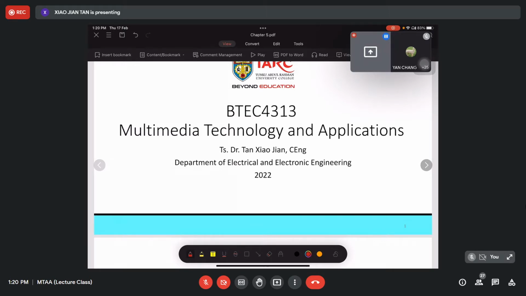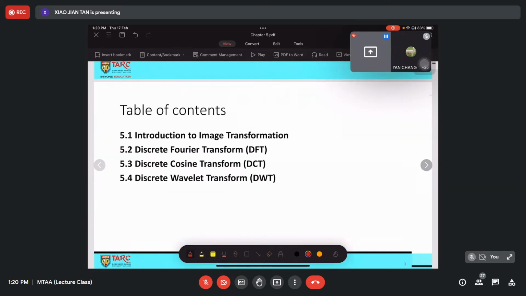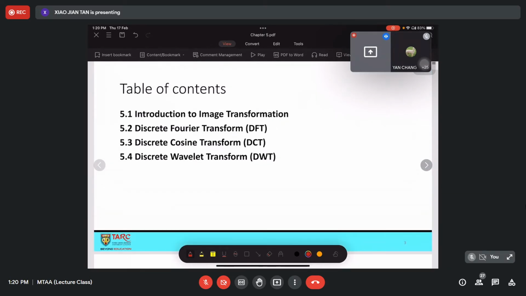So this chapter serves as a fundamental for you to learn what is the important part in the next chapter. Okay. So image transformations, we have basically just three. Okay. Of course, when we talk about image transformation, we have more than three. But for the image processing, we only talk about DFT, DCT, and DWT, which is the Fourier, cosine, and wavelet. Okay.